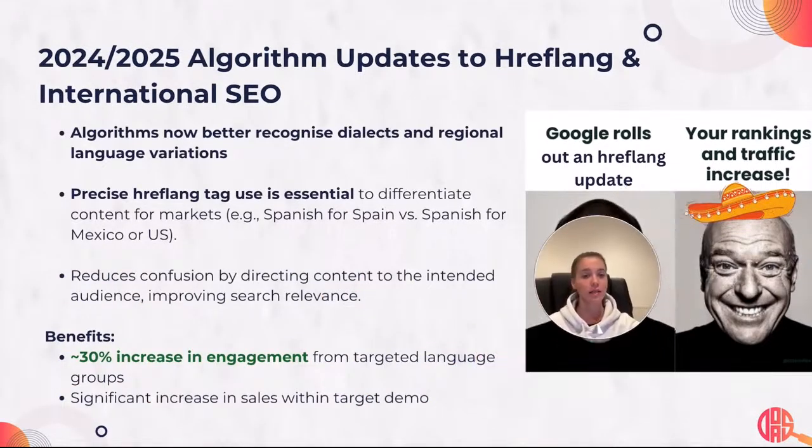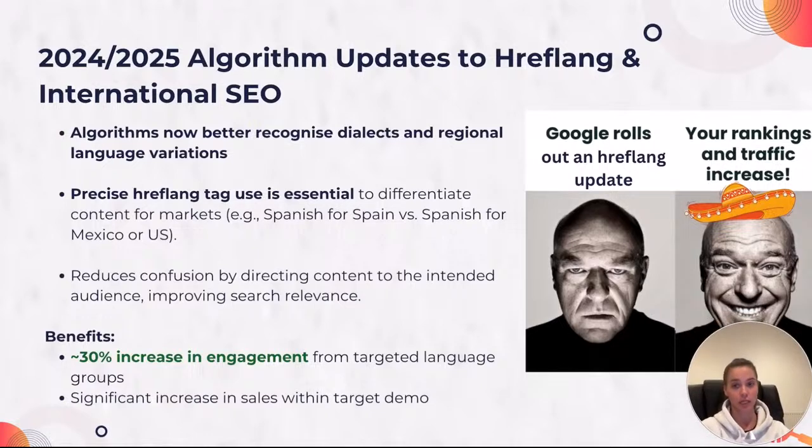Now, what's happening with hreflang this year and for the years to come? The awesome thing about it is that we've got AI. AI can be a blessing and a curse, but now it learns to better recognize dialects and regional language variations. So that would be Spanish for Spain, or Spanish for Mexico, or Spanish for Chile. That would all go back to the cultural variation in language. So your hreflang tagging has to be very precise. You can't make the mistake of doing Spanish for Spain when you're trying to target Chile, for example.